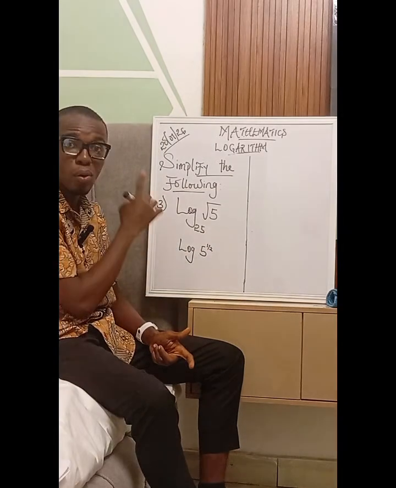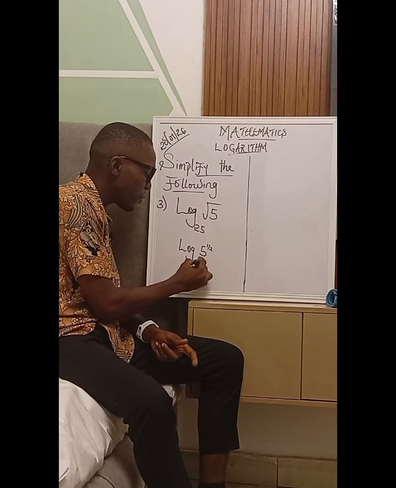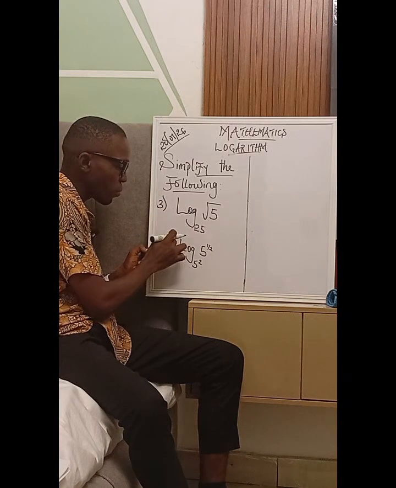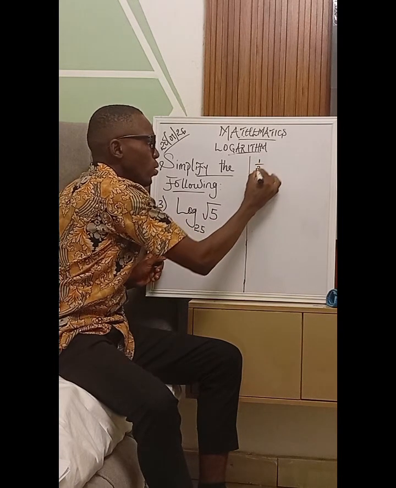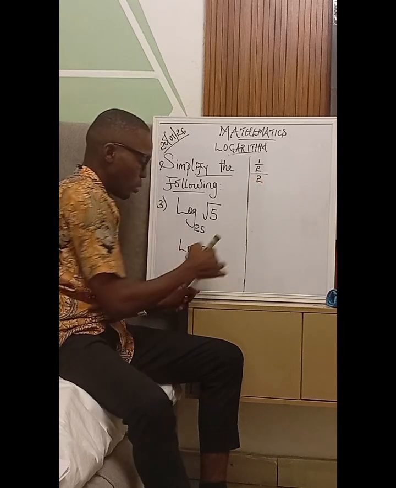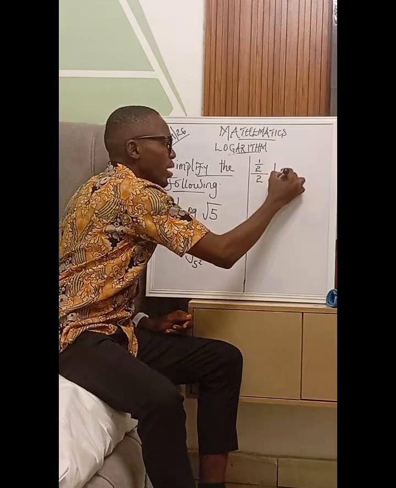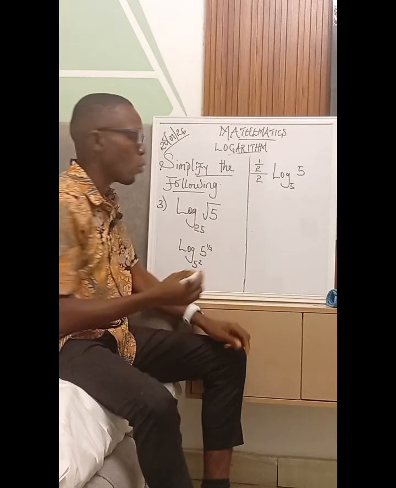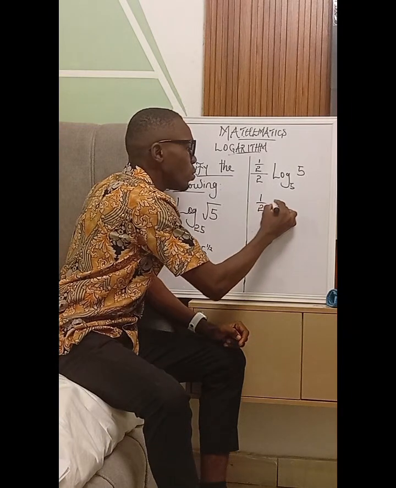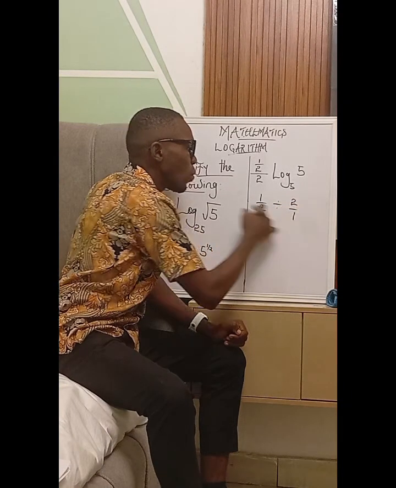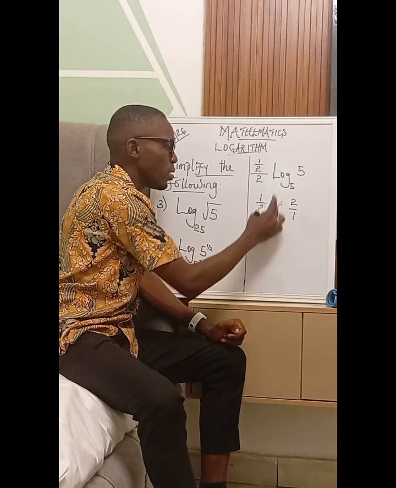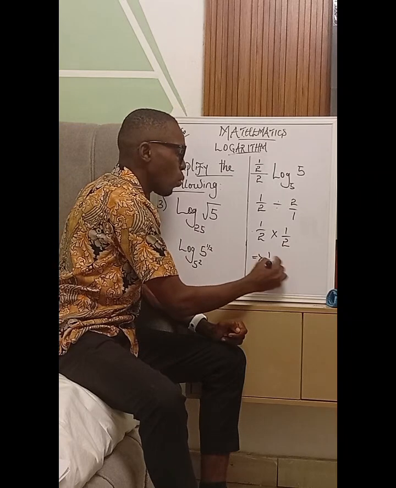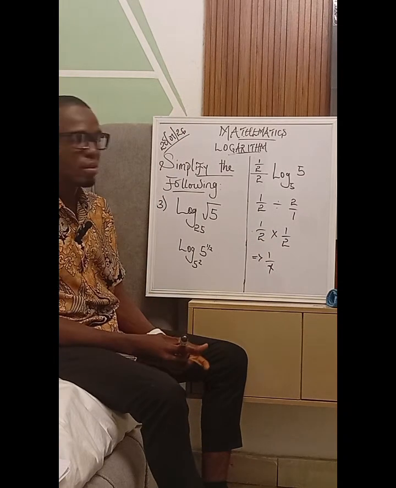If you remember your root law under indices, 25 can be written as 5 to the power of 2. So what happened here is that this 1 over 2 comes here, and I'll be having 1 over 2 all divided by 2. This one becomes the denominator. Then I have log 5 base 5. 5 base 5 is what? 1. So what am I left with? 1 over 2 divided by 2 over 1, of which if I change this to multiplication, I have 1 over 2 multiplied by 1 over 2, which will give me 1 over 4, and that's my answer.